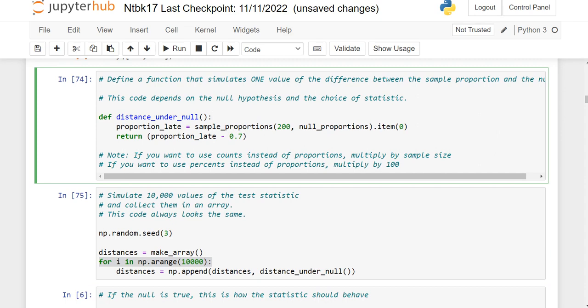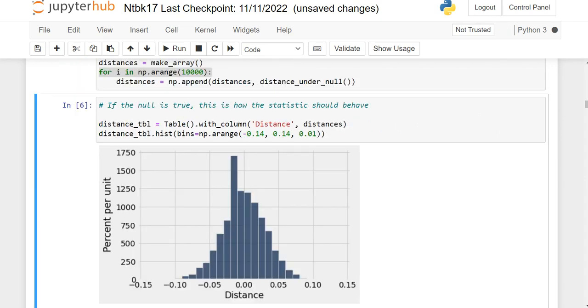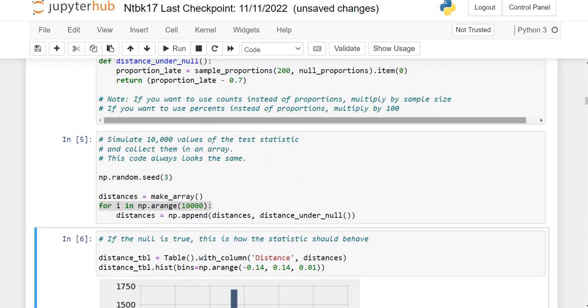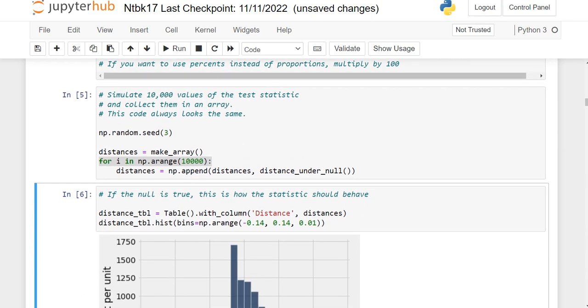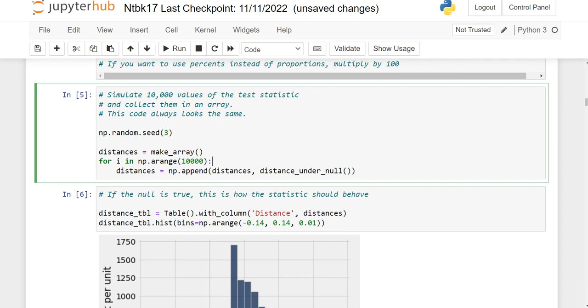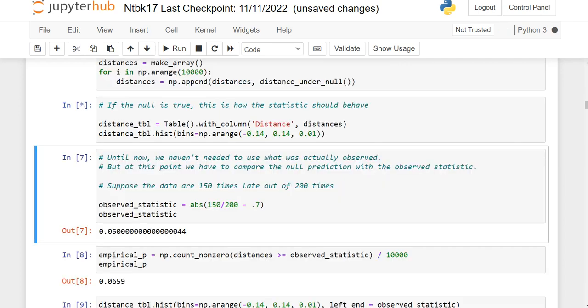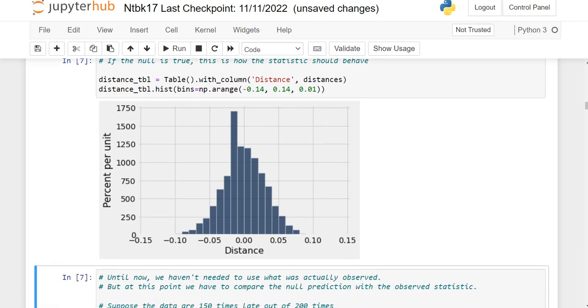So let me make sure that I've executed these code blocks so that they will run, and let me make sure that that asterisk is gone because it's run 10,000 times. And there we go. There's a histogram of the distribution. And notice that it's approximately centered on 0.